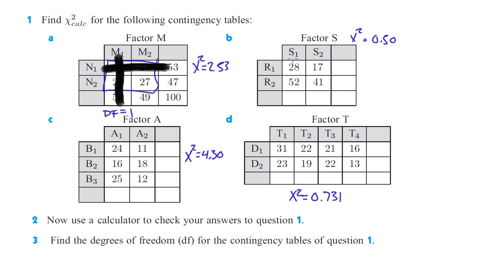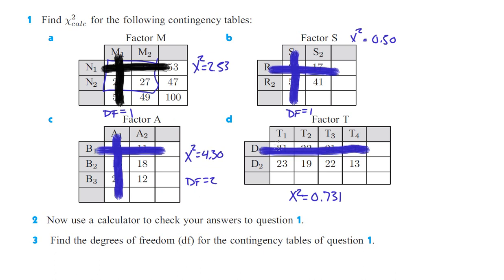Okay, so again we go back here, take out a row, take out a column, and we just have 1 left. So degrees of freedom on this one here is also 1. This one here, take out a row, take out a column, and we are left with 2. So degrees of freedom is 2 on this one. And then the last one, take out a row, take out a column, count what we have left, and in this case, the degrees of freedom is 3. Okay?